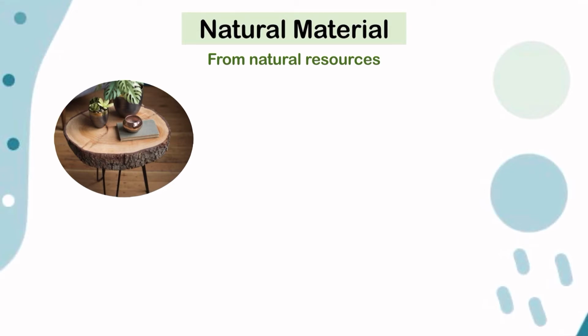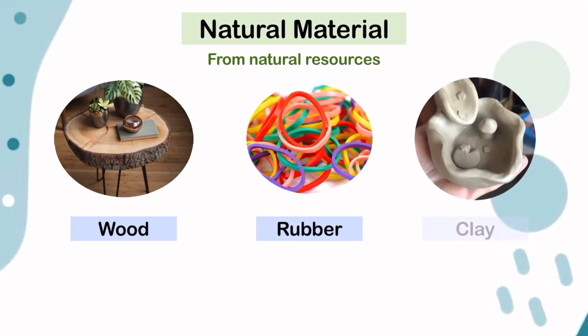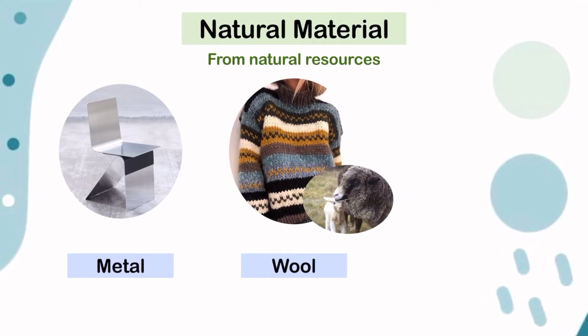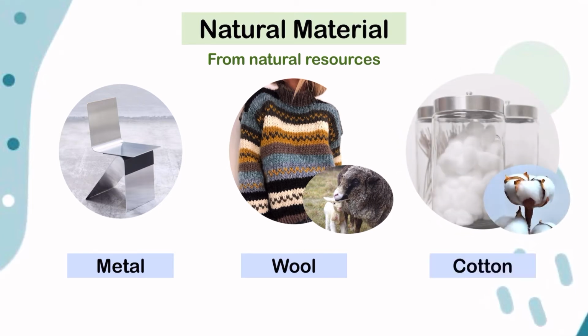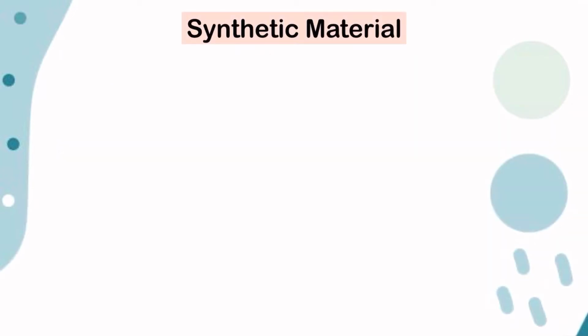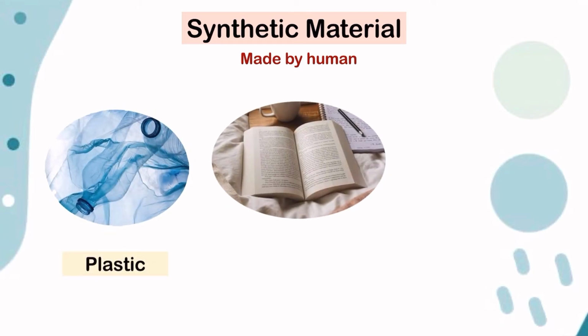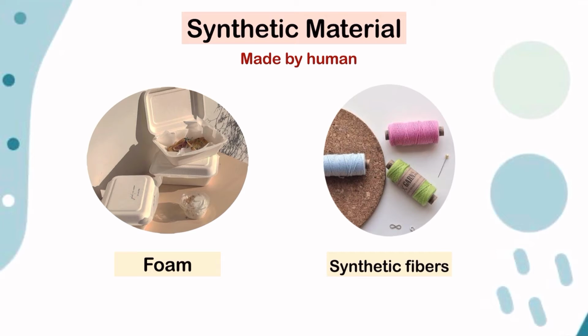Okay, let's see natural material. We have wood, rubber, clay, metal, right? Wool. Here, cotton. We get cotton from a cotton flower. What about synthetic material? Synthetic material, we have plastic. Remember? We have plastic, we have paper, glass. Then we have foam, synthetic fibers.